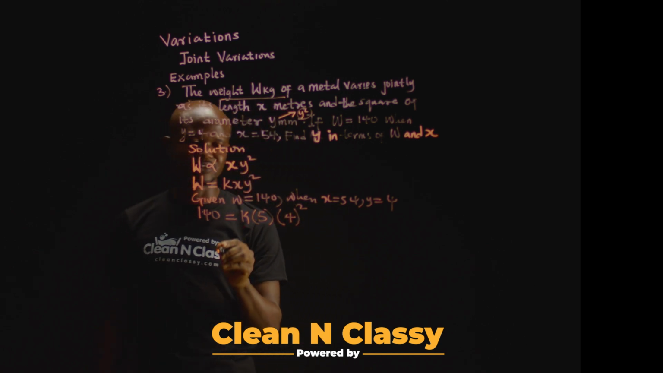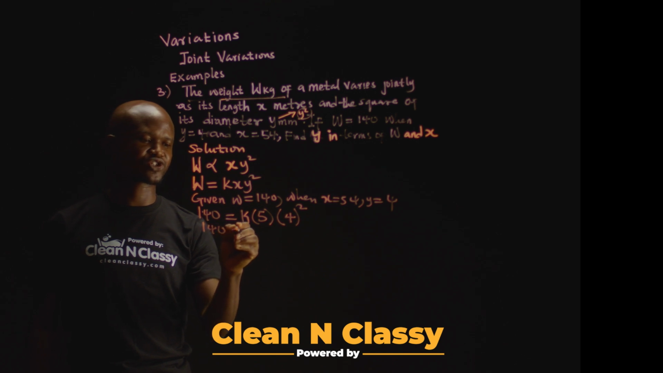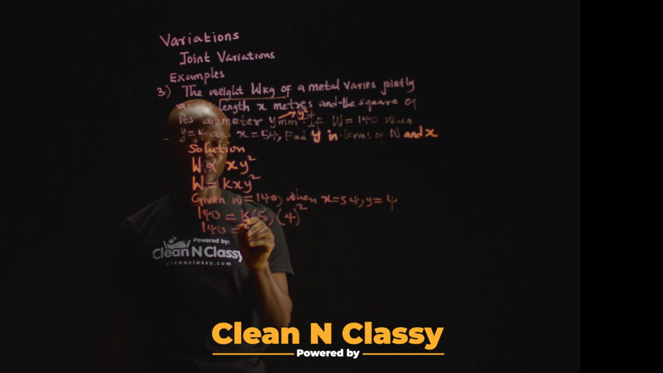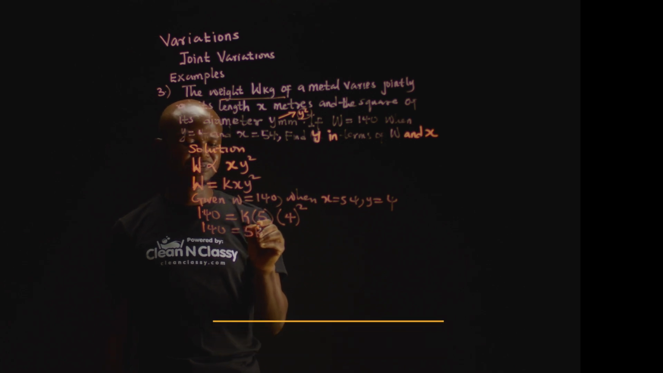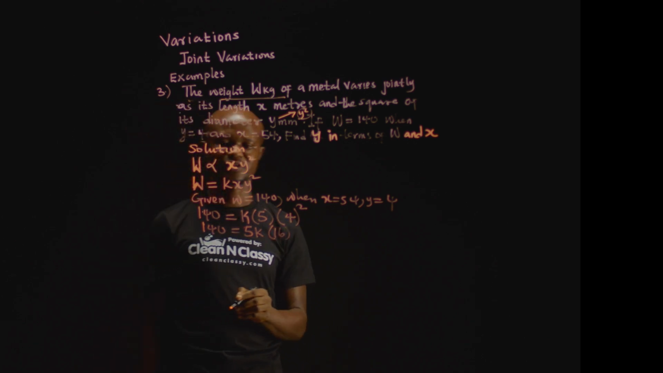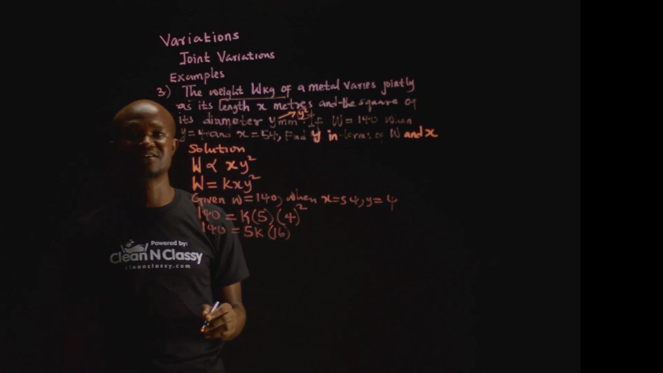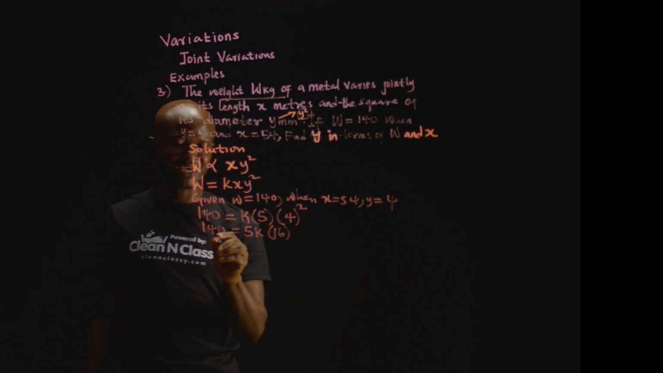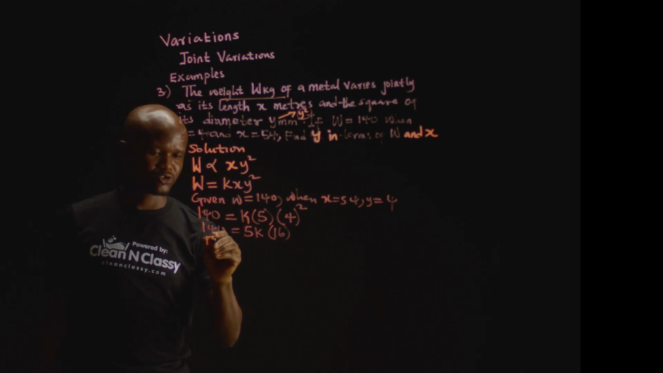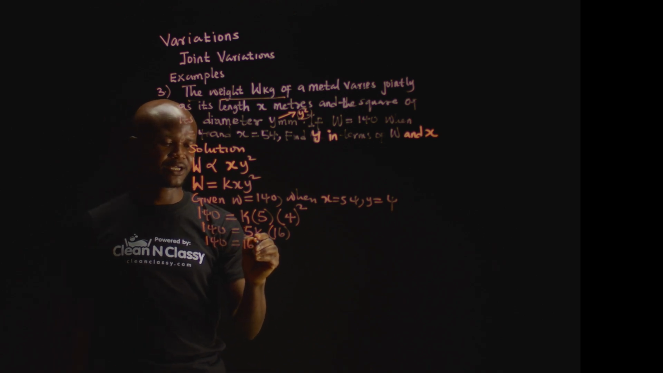So here we have 140 equals what? 4 squared is 16. So that means we have 5k multiplied by 4 squared, which is 16. So from here, we can now simplify further. In this case, we have 140 equals 16 into 5 into k.